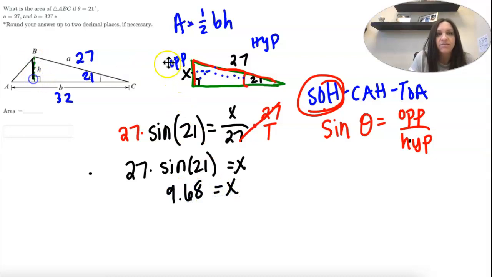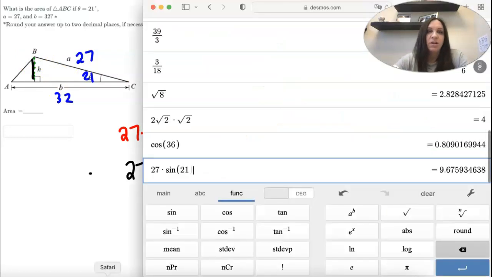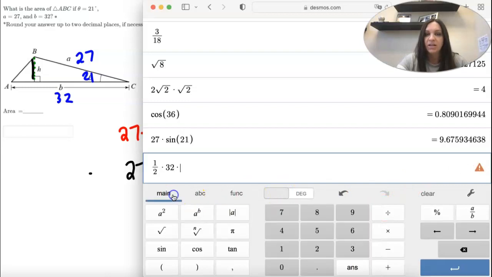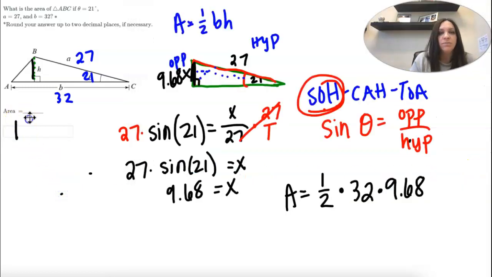Guess what? That's our height. That's our x value. Now we can find our area. Area is 1/2 times the base all the way across, that's where we use our 32, times the height, which is what we just found, 9.68. So we're going to type that in our calculator and round to 2 decimal places. 1/2 times 32 times, I'm going to use the answer function. That means our last answer. So 154.81.